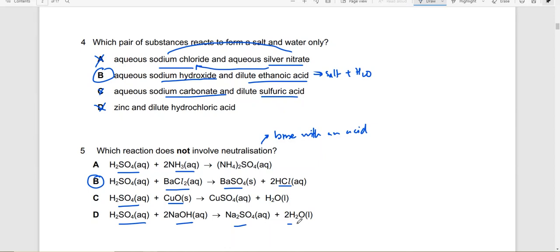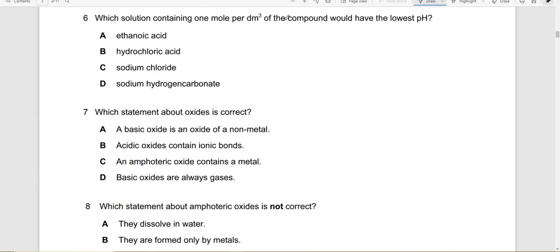So answer would be B. Which solution containing 1 mole per dm cube of the compound would have the lowest pH? Lowest pH would be of strongest acid. Sodium hydrogen carbonate is an alkali, so obviously it will have greater pH. And sodium chloride is neutral, it will also have pH around 7. HCl is a strong acid, ethanoic acid is a weak acid.